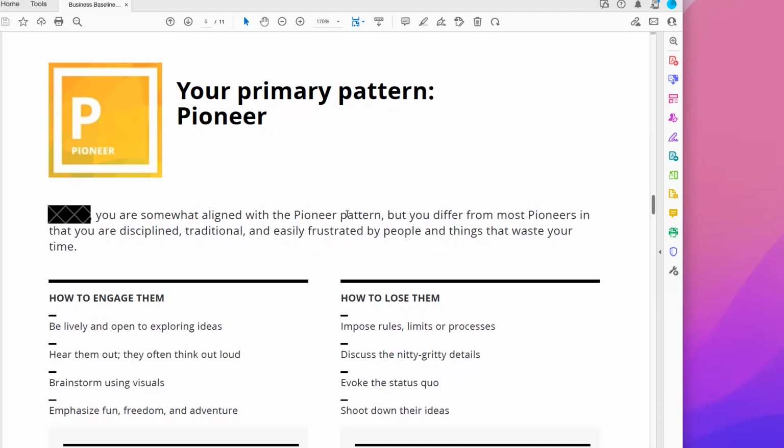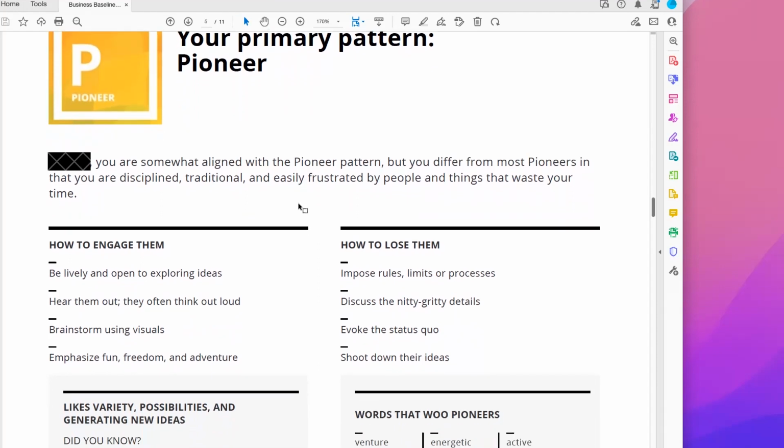Okay, so your primary pattern is pioneer. So you're somewhat aligned with a pioneer pattern, but you differ from most pioneers in that you're disciplined, traditional, and easily frustrated by people and things that waste your time. Well, those are going to be driver qualities, I promise you. And so here you are in between that.